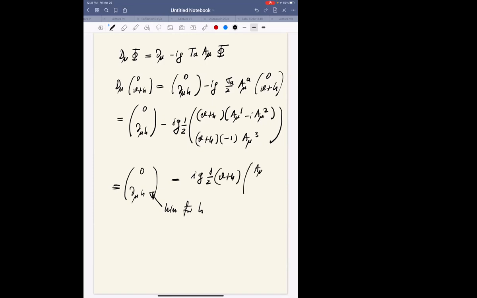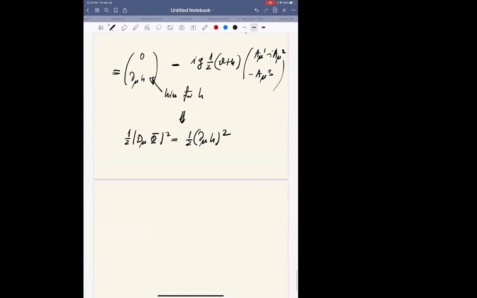And then I have A mu 1 minus i A mu 2. And I have minus A mu 3. So from here, when I have 1/2 d mu phi square, I will have 1/2 d mu H square. The pieces which are crucial, this one, and then 1/2 times 1/4 g square (v plus h) square times A mu 1 square. It's obvious what happens. You will get A mu 1 square plus A mu 2 square plus A mu 3 square.